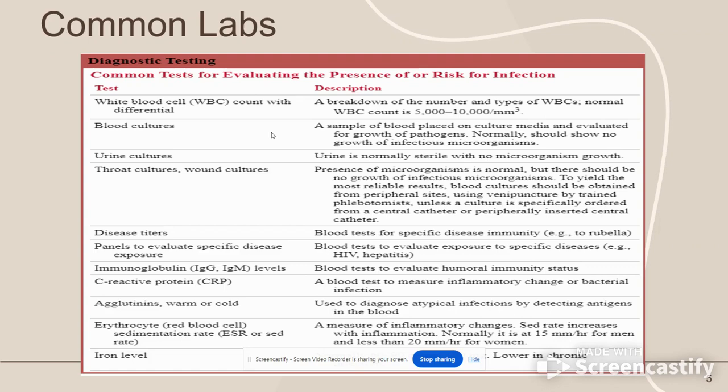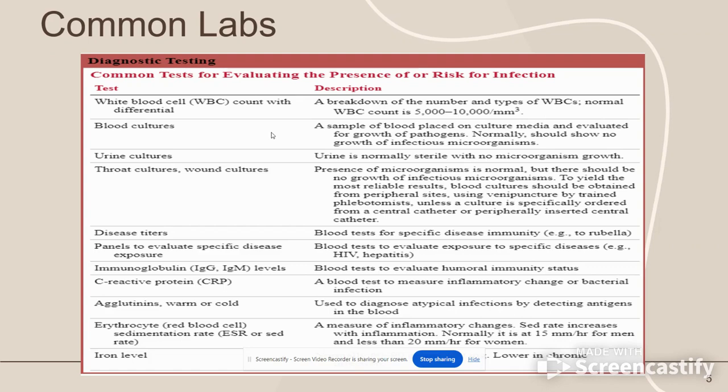Urine cultures also take about 48 to 72 hours, typically 72 hours. Urine is normally sterile with no microorganisms, but based on certain specific disease processes, they may come up positive. Throat cultures and wound cultures, the presence of microorganisms typically is normal. There should be no growth of infectious microorganisms. However, a throat culture could be done for something like streptococcus. Wound cultures can be done for MRSA as well as strep.